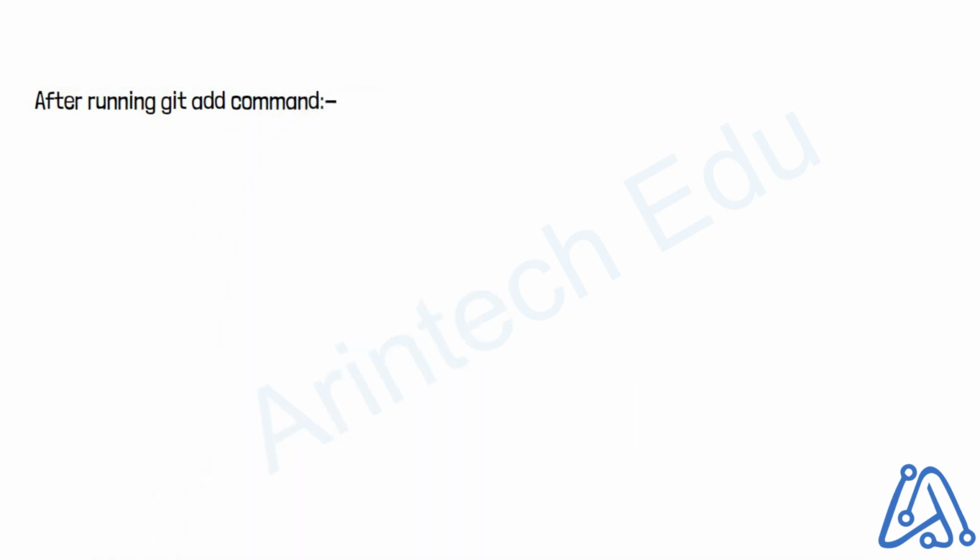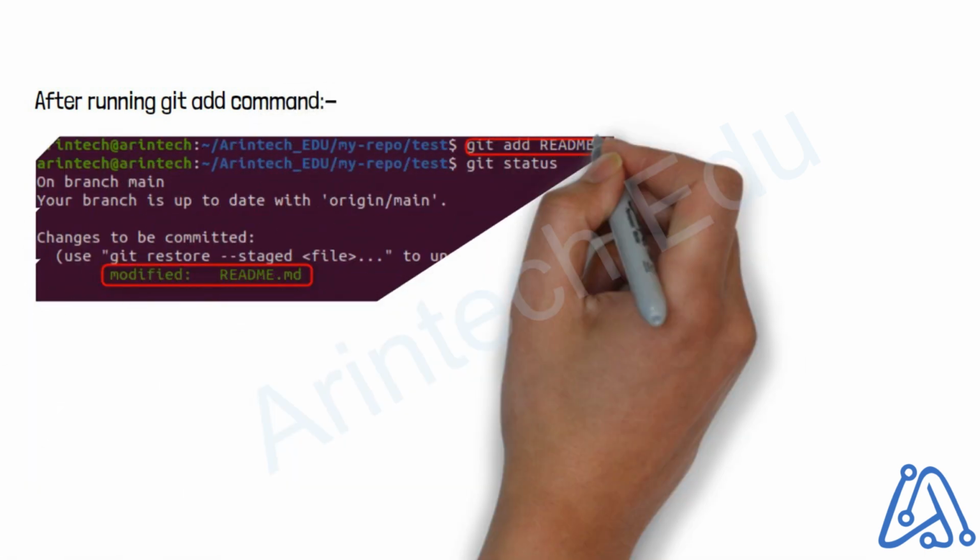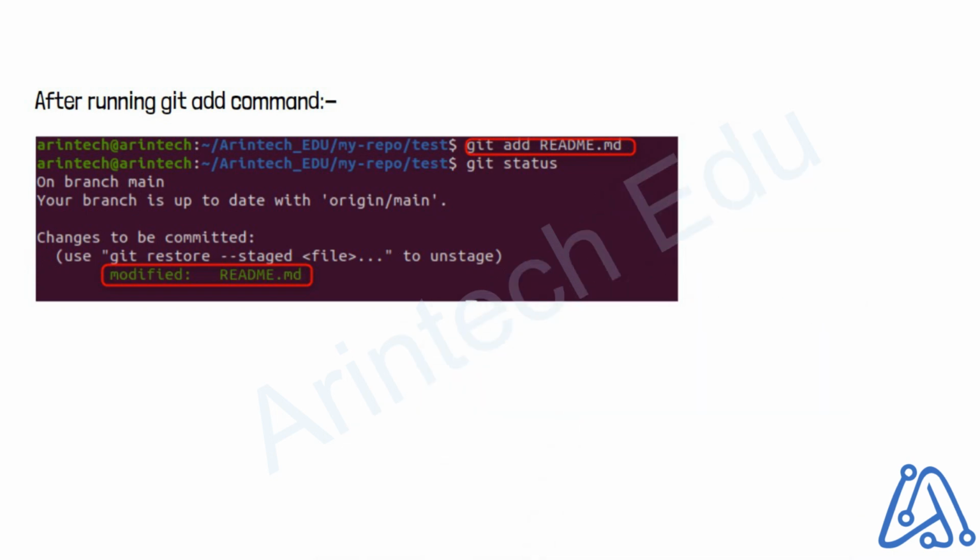After running the git add command. After running git add, you can use git status again to see how the status has changed. The files you added are now staged, and the status will reflect that they are ready to be committed.